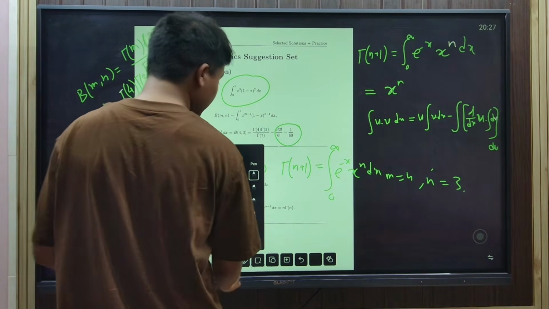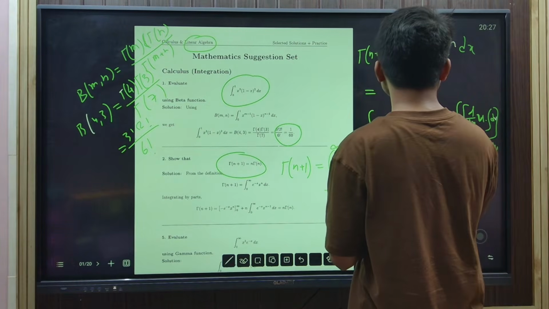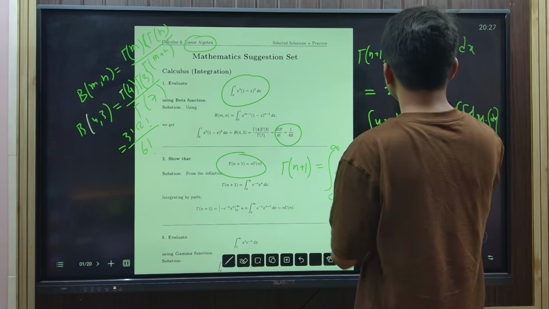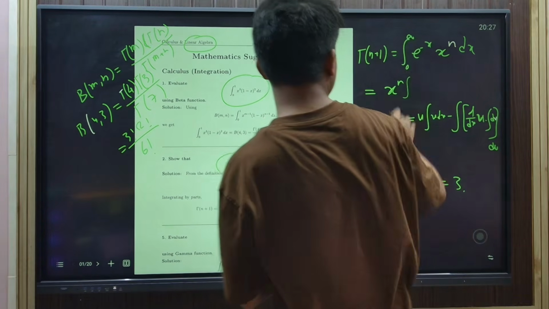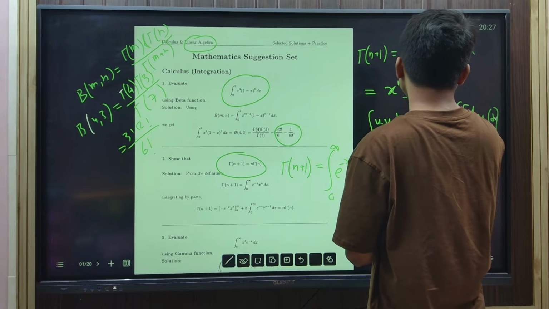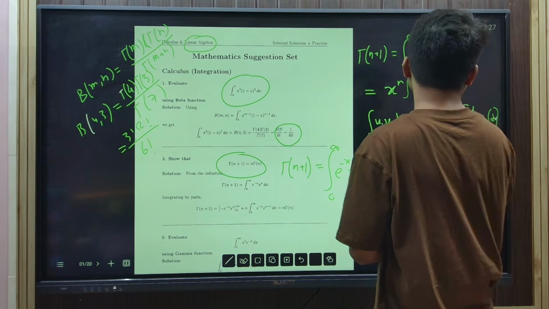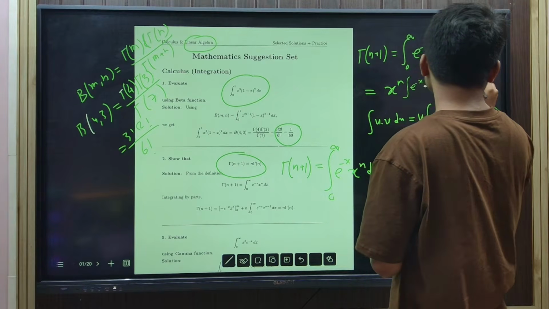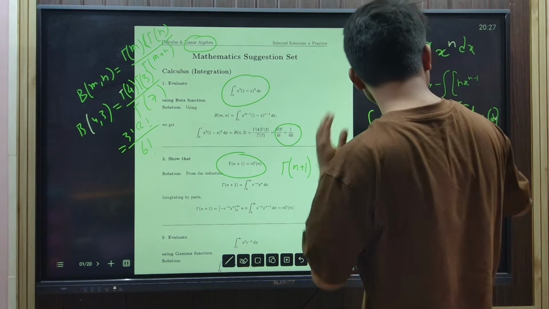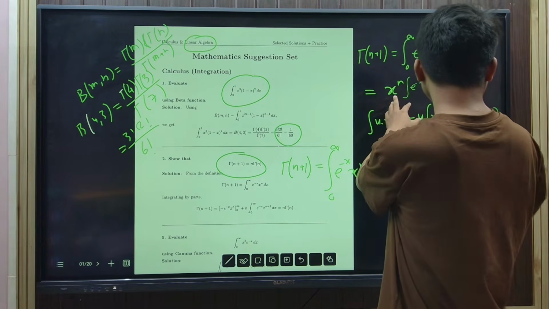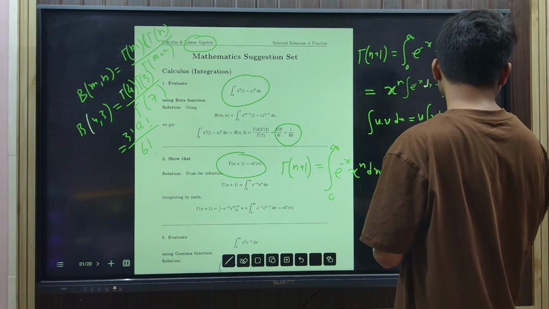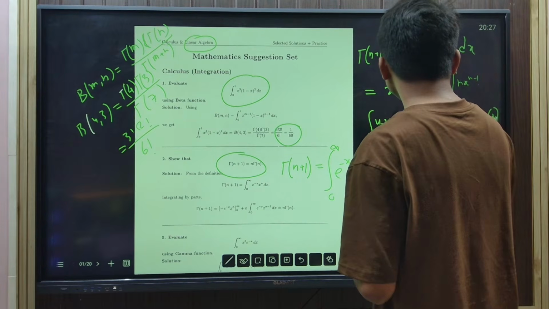So now if we apply it, x to the power n stays as it is, then we integrate, without any limit, the integral of e to the power minus x dx, minus the integral of d/dx of x to the power n, that means n into x to the power n minus 1, into the integral of e to the power minus x dx. The integral of e to the power minus x is minus e to the power minus x, with dx again. So what is left?